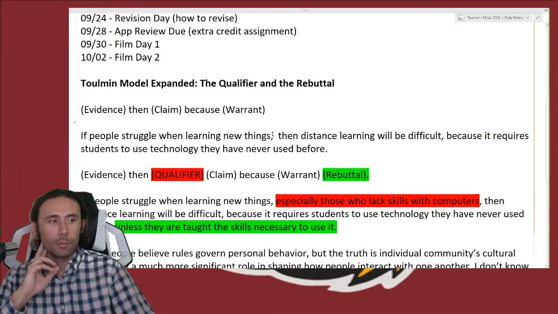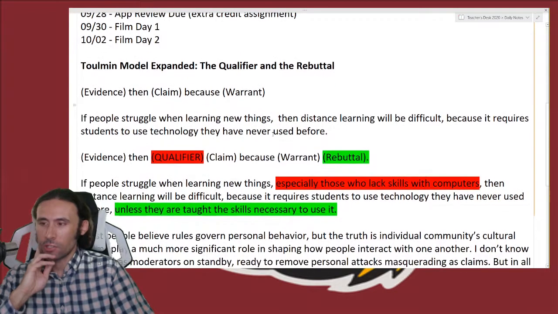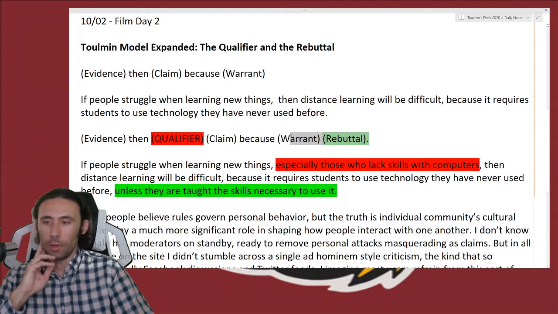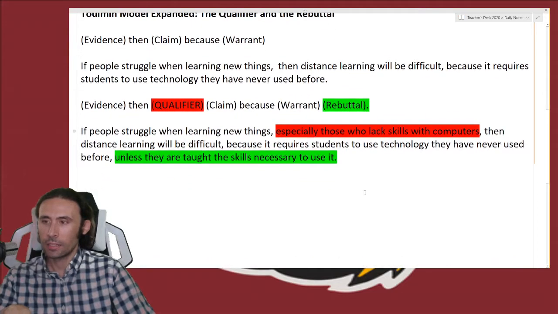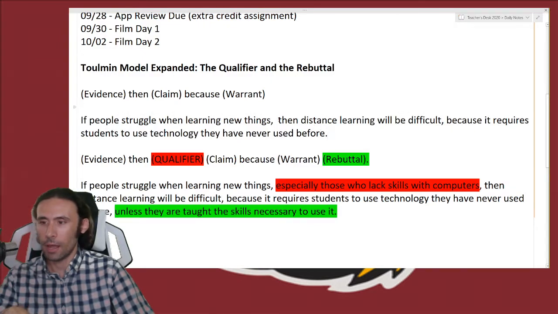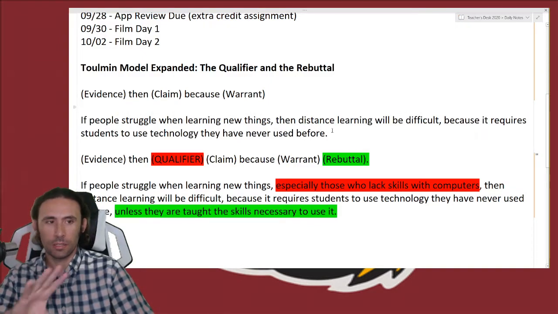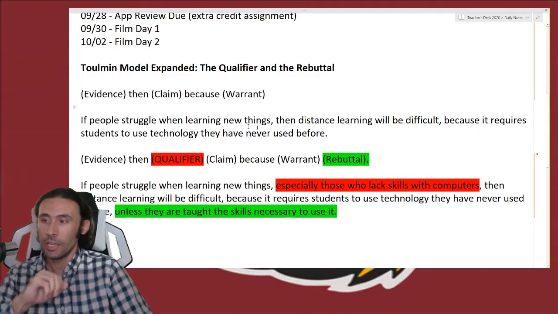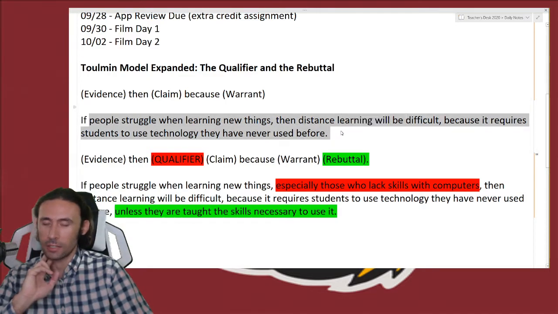So what I'm going to show you today is something called the qualifier and the rebuttal. And like I said, it's not that complicated, but this is almost too simple, right? If every sentence you wrote sounded like this, it'd be very boring. I don't always recommend using this kind of sentence. You don't have to use it at all, actually. You just need to have these things embedded in your piece.